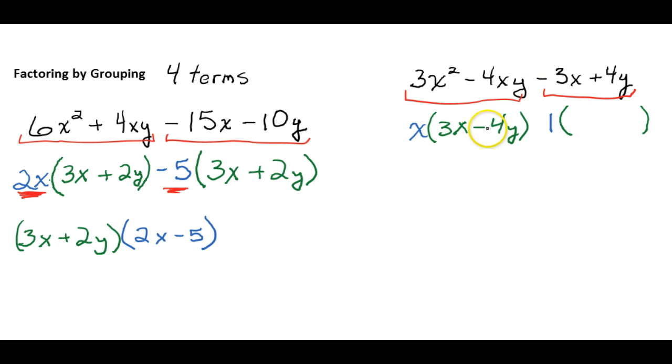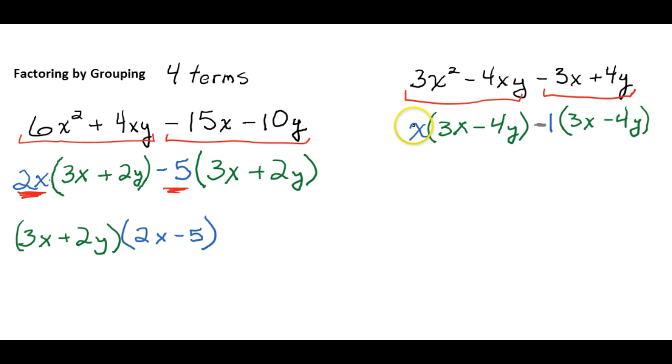And over here, look at this. We've got a positive 4y and negative 4y. Oh, I know. What if we make this a negative 1? If we divide by negative 1, then we're going to have a positive 3x and a negative 4y. So there we go. So 3x positive and negative 4y. When we divide up here, we factor out a negative 1.